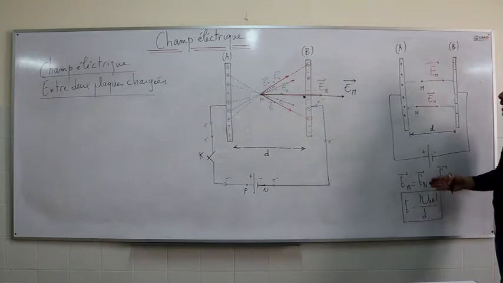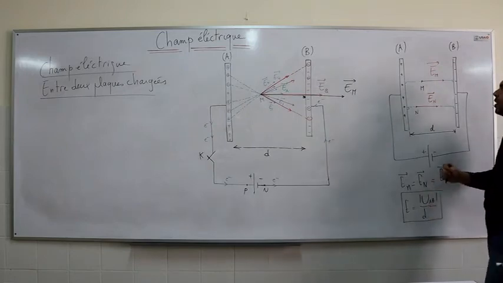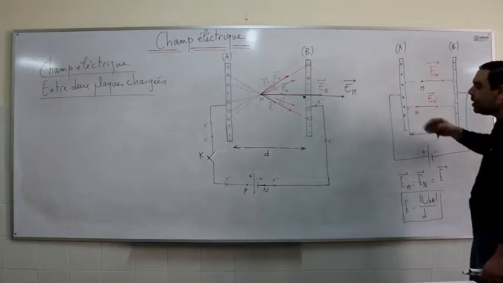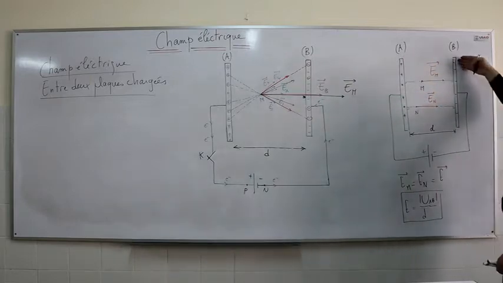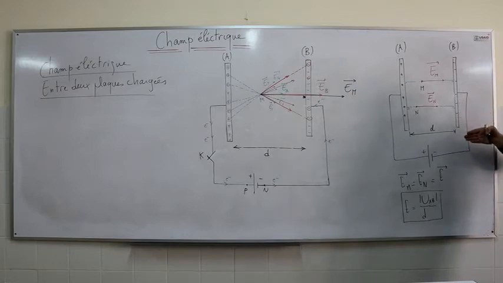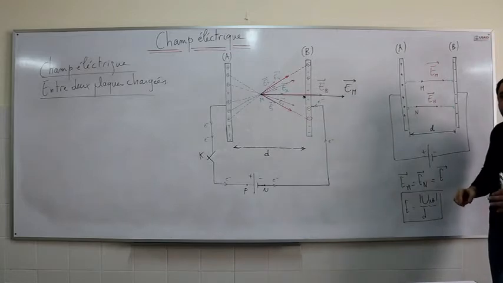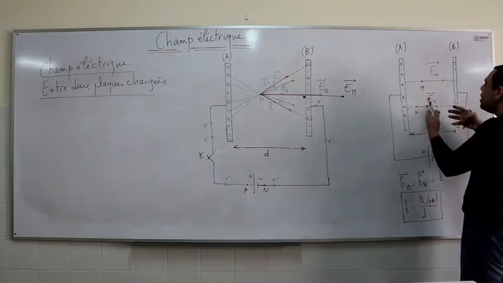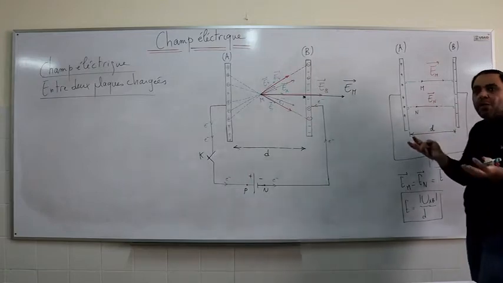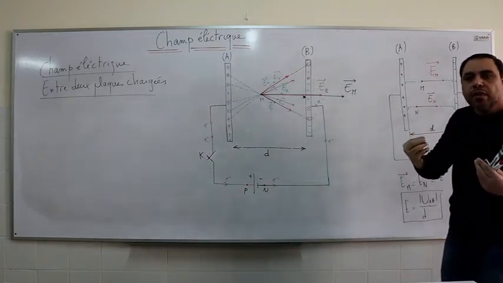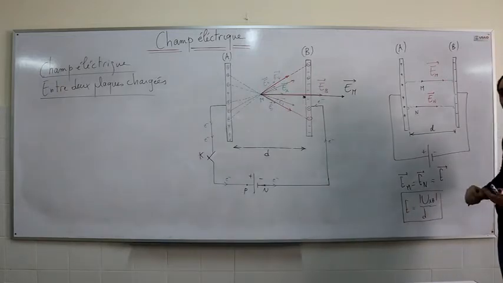This magnitude is due to the superposition of the electric fields coming from the infinite positive charges of this plate and the infinite negative charges of this plate. Determining this superposition is not complicated. We can determine the magnitude of the resultant electric field simply by this formula.